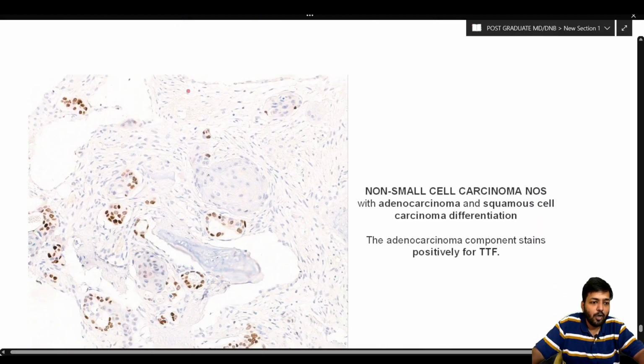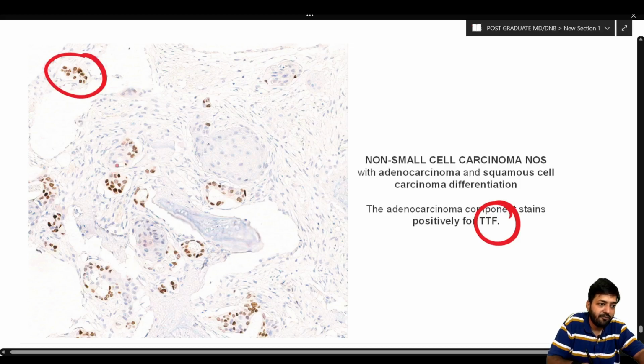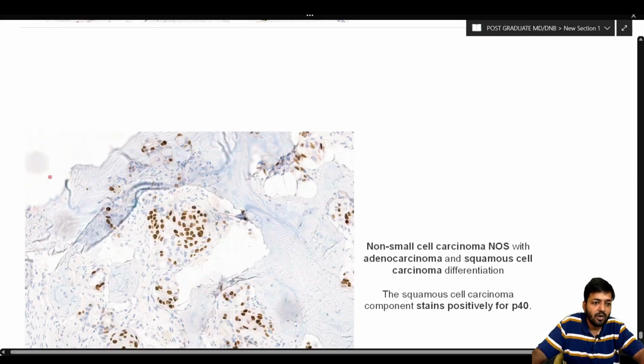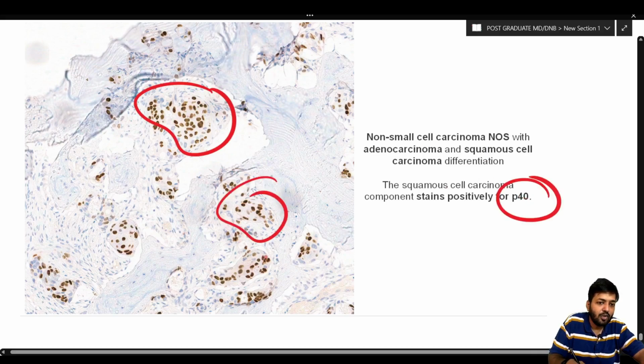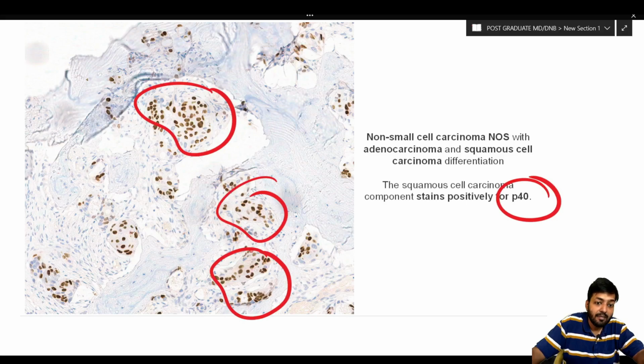So over here, what we do, we carry out the immunohistochemistry. When we carry out TTF, you can see the glandular component coming positive for TTF1, nuclear positivity for TTF1 we can appreciate over here. The adenocarcinoma component is staining positive for TTF, whereas over here your squamous cell carcinoma component is showing P40 positivity. So in those conditions wherein you can appreciate adenosquamous differentiation, and also by IHC you are seeing the similar kind of differentiation, by IHC also you can prove.